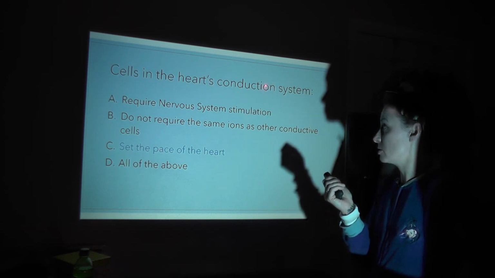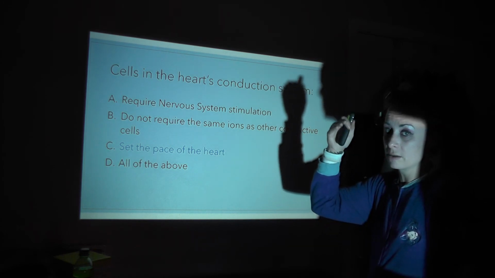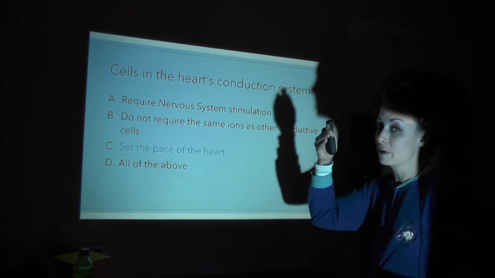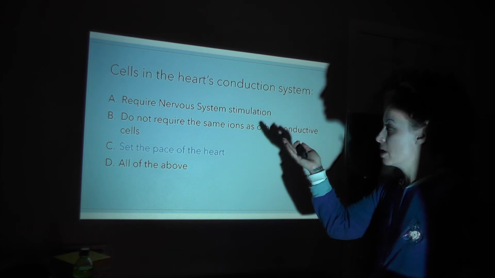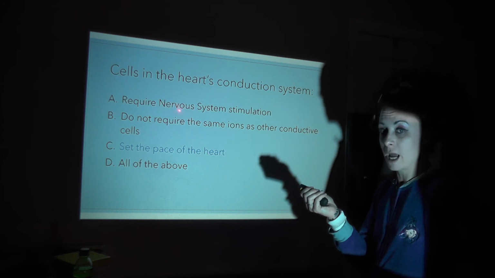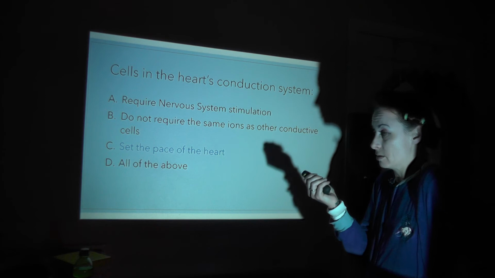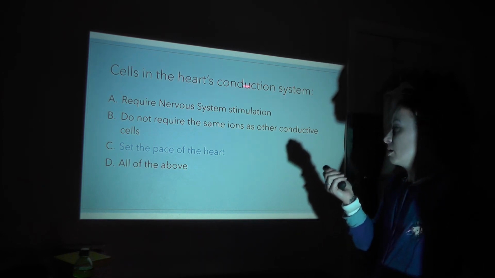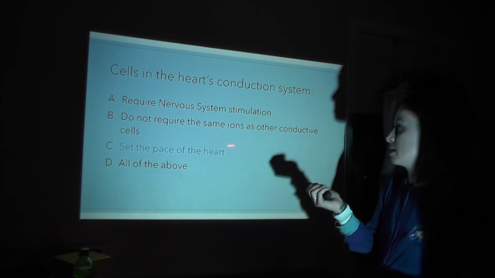The conductive cells do that because of those pacemaker channels, the slow sodium channels that allow sodium to trickle into the cells from their resting membrane potential of -60 millivolts to the threshold for those voltage-gated calcium channels, -40 millivolts. So that's how they're setting the pace. The autonomic nervous system can get involved if need be to increase and then decrease the heart rate, but the cells in the heart are setting the pace of the heart, and they do require the same ions as other conductive cells.